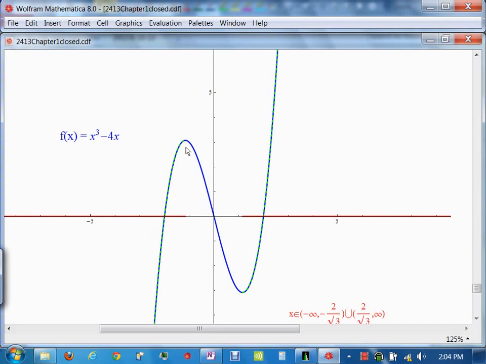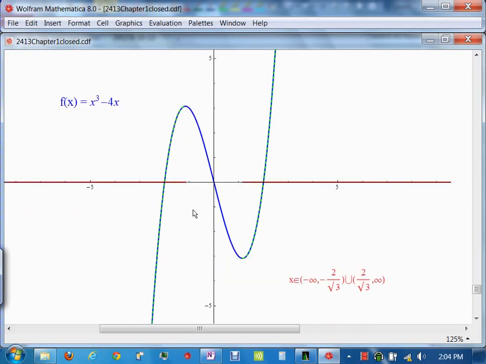Now, it looked like -1, didn't it? It actually wasn't, sorry. We'll just say it was -1, but it was -2 over √3. That's where this value is. And then this is 2 over √3 to infinity. Do you see how my answer is represented? Parentheses on everything. For increasing, decreasing, just always use parentheses.